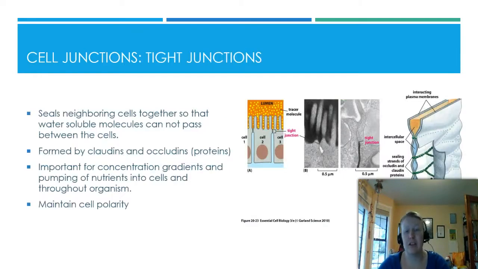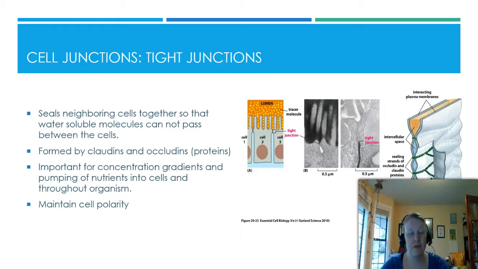So let's start with tight junctions. Tight junctions essentially seal the cells together. So what it does is it brings them together really tight, and then it doesn't allow water-soluble molecules to pass between the cells. This is really important in our gut because what this does is it keeps all the nutrients and everything on one side of the cell so that we can use the concentration gradient to help push molecules across the cells through the transporters we talked about earlier this semester.